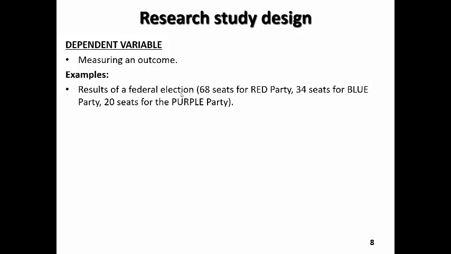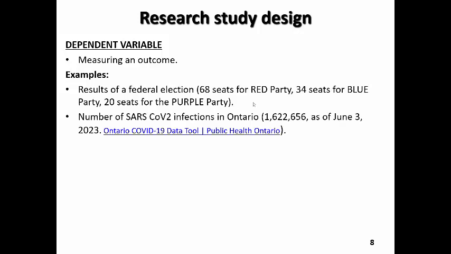And so in this, if we're counting up the results of a federal election, we might tabulate 68 seats for the red party, 34 seats for the blue party, 20 seats for the purple party. Another example of a dependent variable in terms of the ultimate statistic, the ultimate numerical value of interest, might be the number of SARS-CoV-2 infections in Ontario.